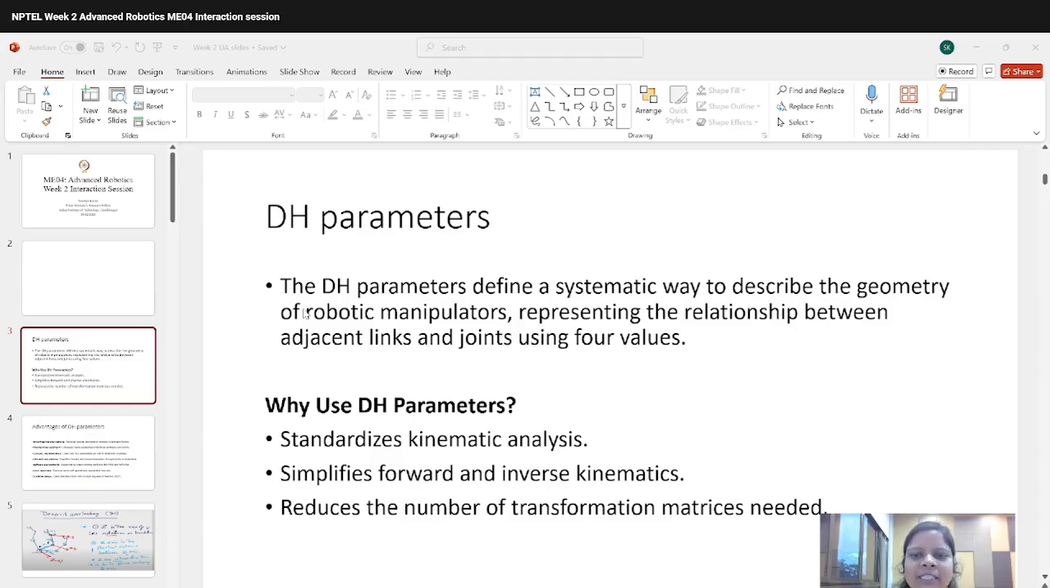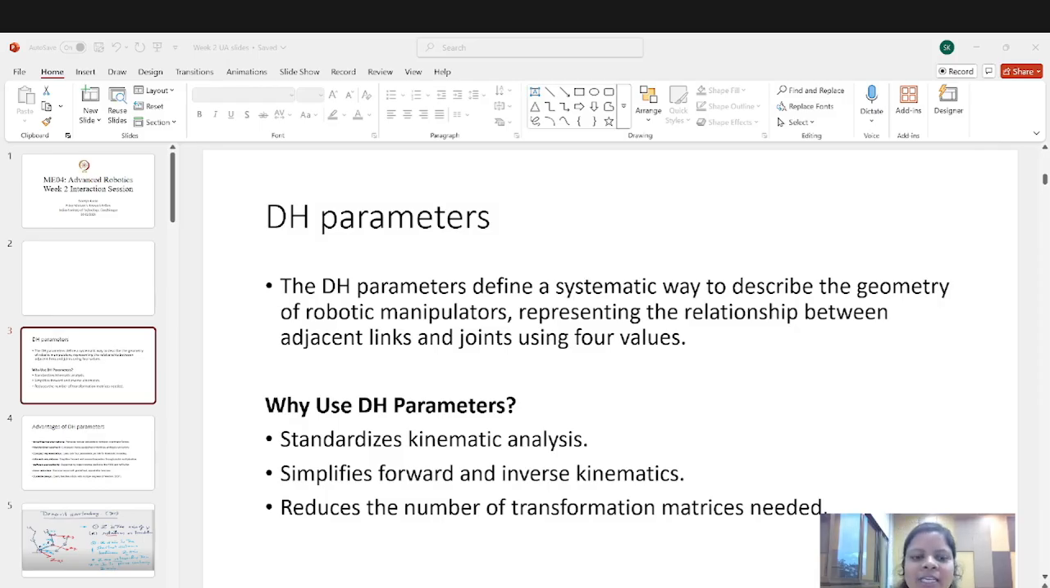Stop me wherever you find any problem. Again and again with respect to different axes of rotation, with respect to different translations, you don't need to do that. So it actually standardizes kinematic analysis. It also simplifies the forward and inverse kinematics.